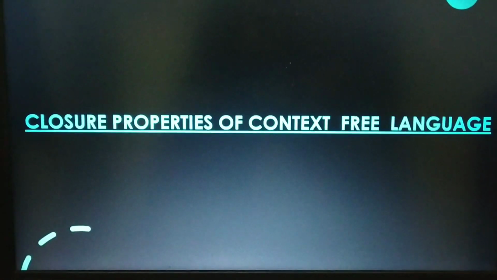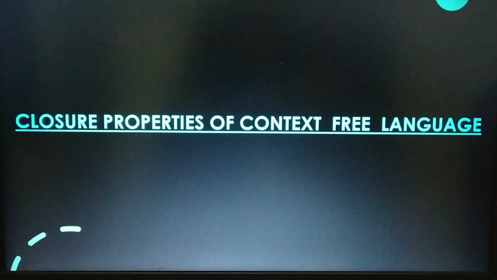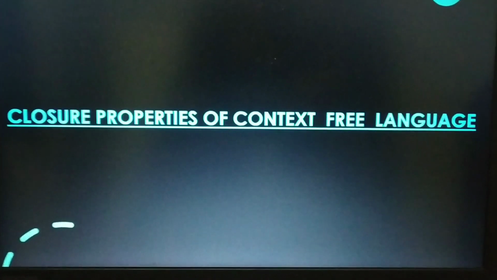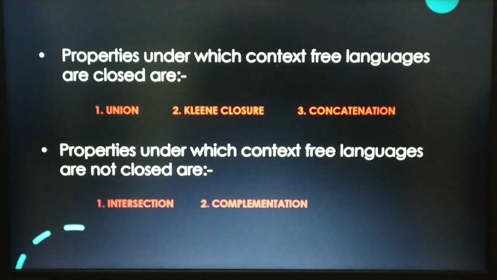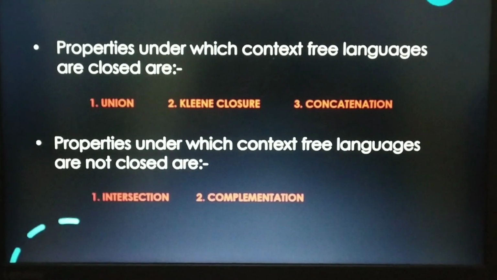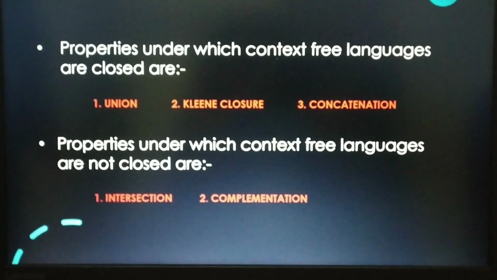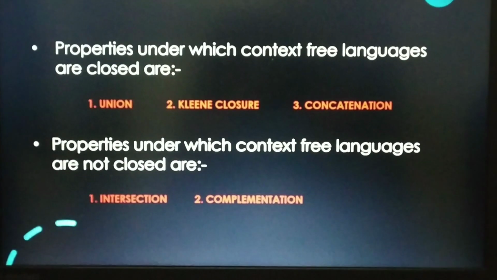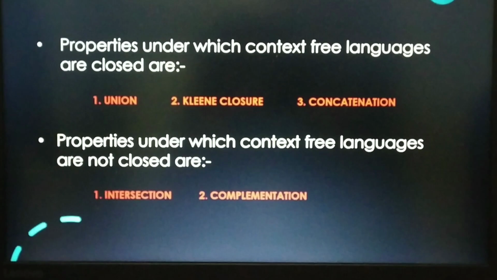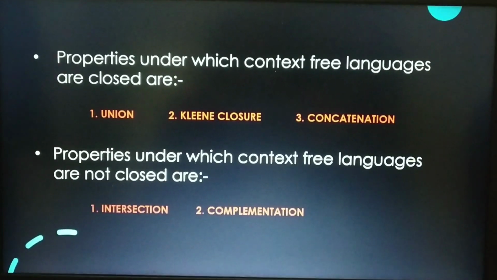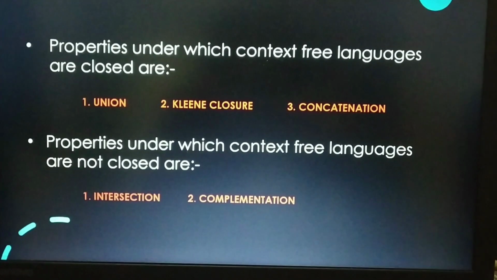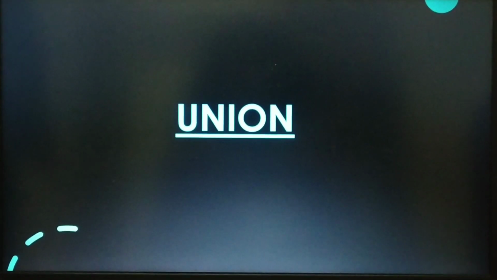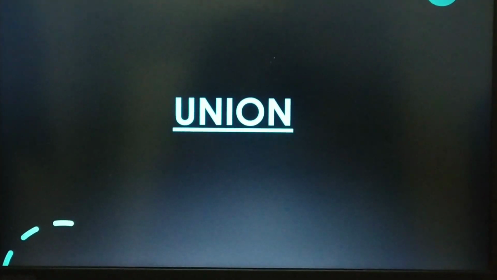Now, I will be discussing the closure properties of context-free language. The properties under which context-free languages are closed are union, Kleene closure, and concatenation. The properties under which context-free languages are not closed are intersection and complementation. Now, we will be looking at each of these properties one by one. Let us understand the union property of context-free language.